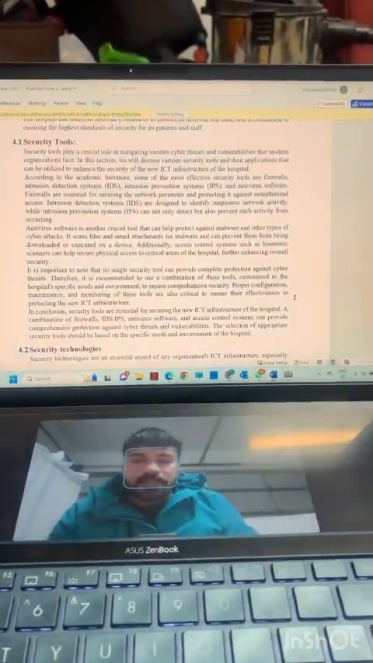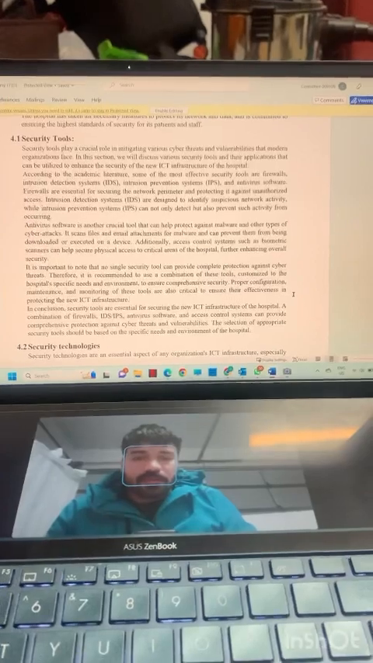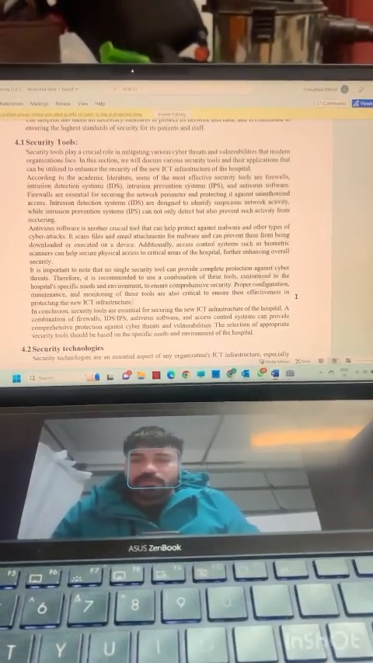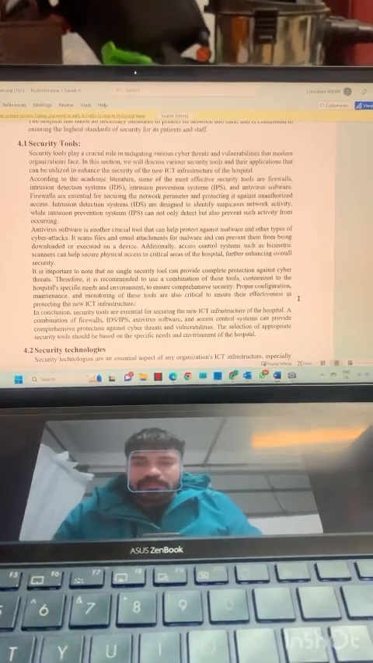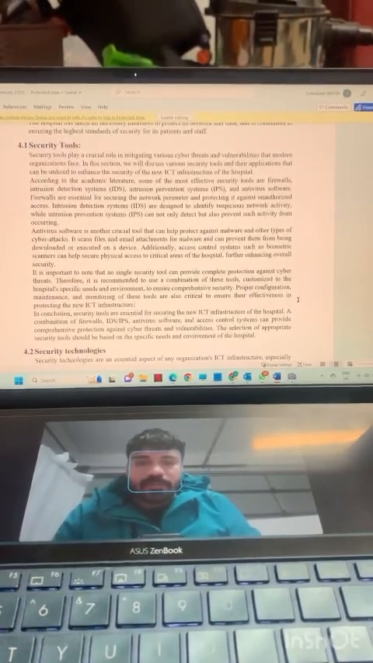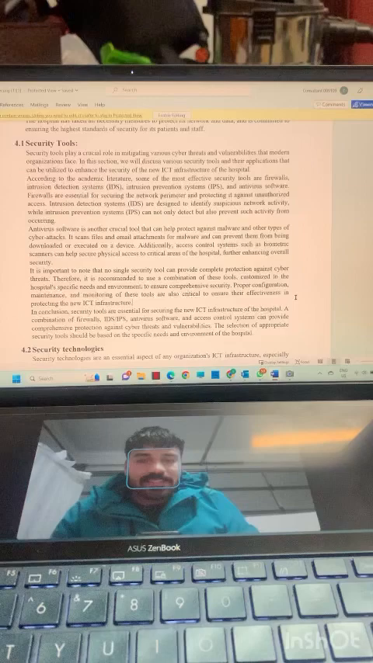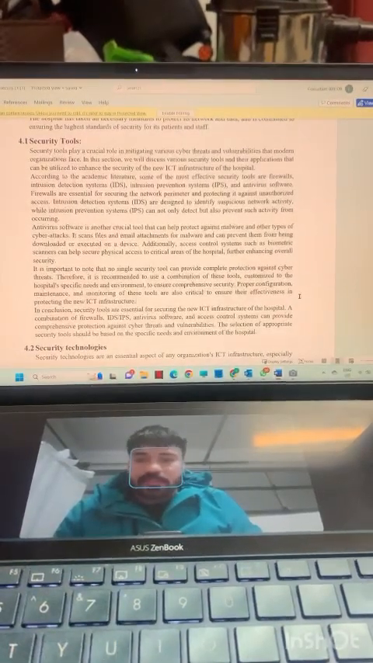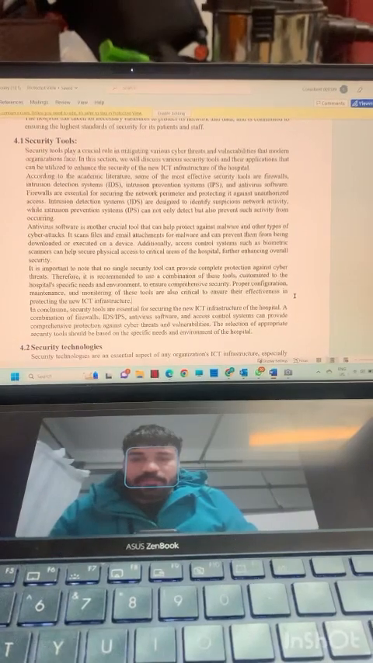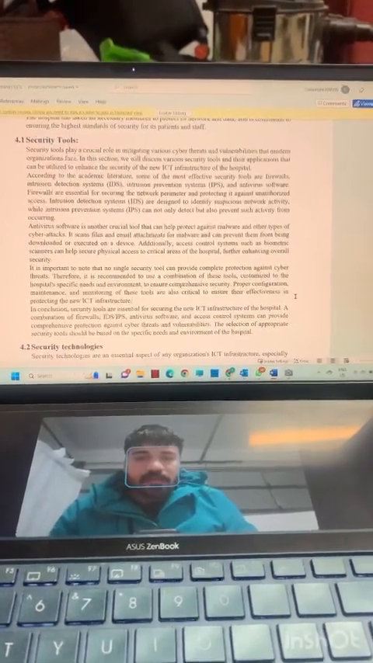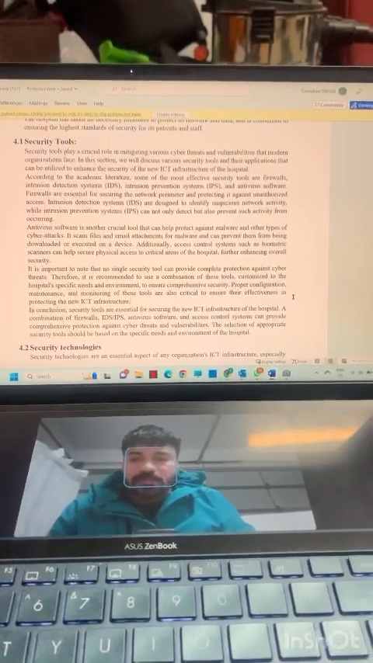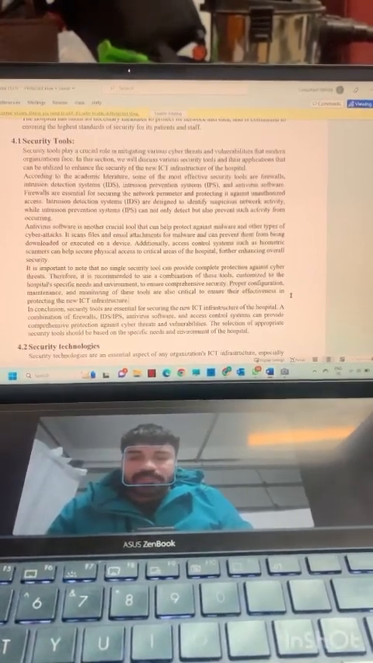Therefore, it is recommended to use a combination of these tools customized to hospitals' specific needs and environment to ensure comprehensive security. Proper configuration, maintenance, and monitoring of these tools are also crucial to ensure their effectiveness in protecting the new ICT infrastructure.